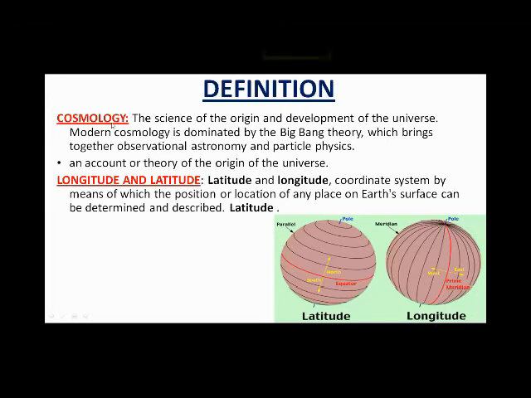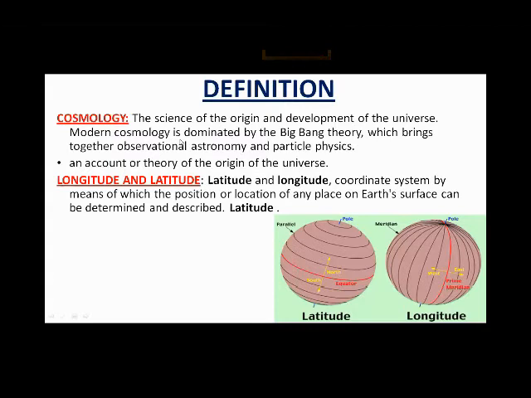Now here one word is used in the book definition, that is cosmology. Cosmology is the science of the origin and development of the universe. I mean how the universe develops and how it originates. So cosmology describes the science of the origin and development of the universe.